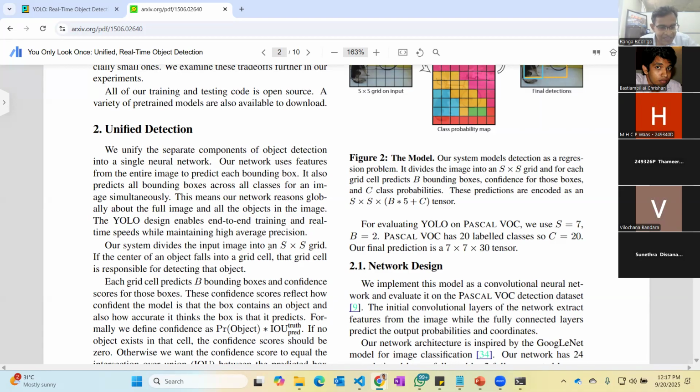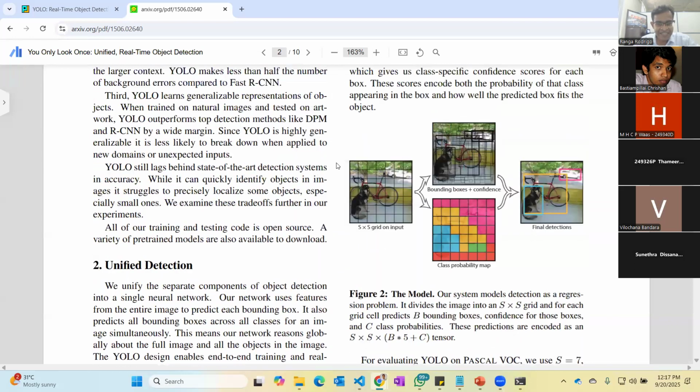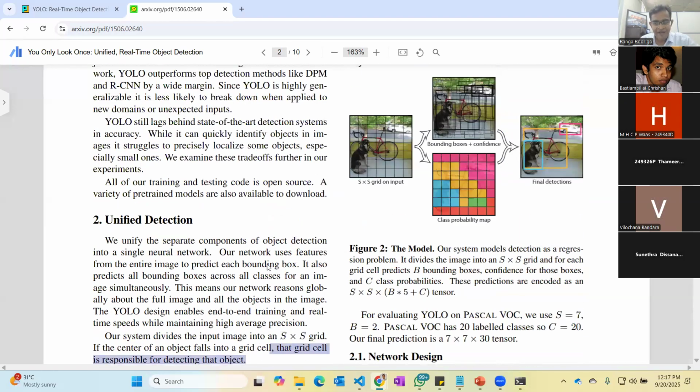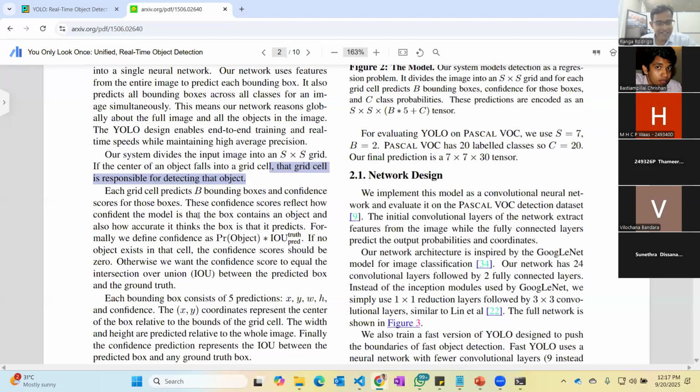Our system divides an image into an S times S grid. So this is that S times S grid. Usually it is 7 by 7. If the center of an object falls into a grid cell, that grid cell is responsible for detecting that object. So please remember that. I will show images of that in the slides.